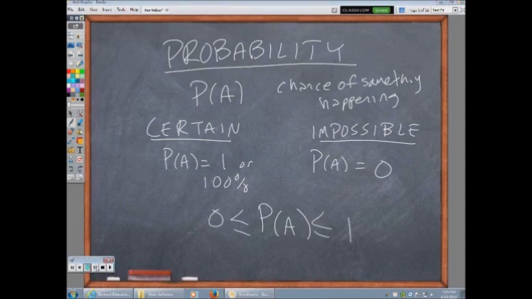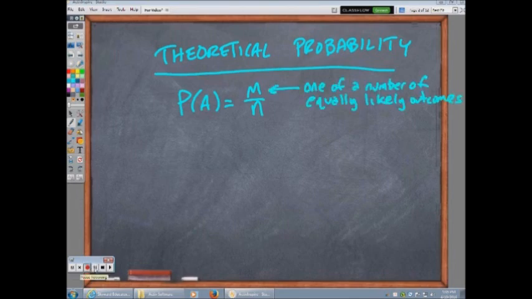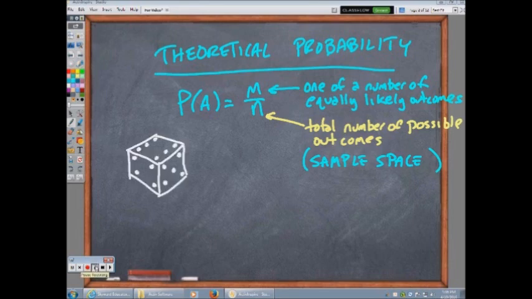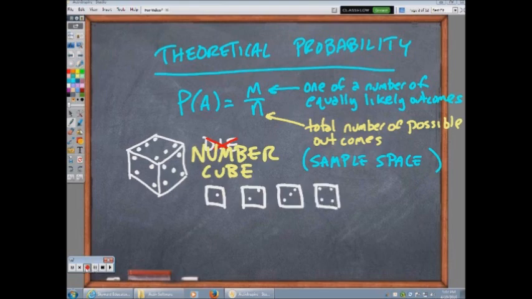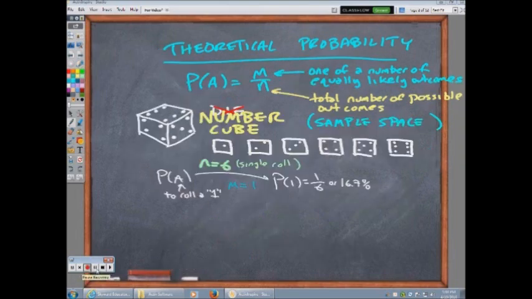When most people think of probability, they're thinking of theoretical probability. So P of A is expressed as M over N, where M, the numerator, is one of a set of equally likely events, and N, the denominator, is the total number of possible outcomes, or the sample space. So if we have an event like rolling a six-sided number cube, the sample space consists of the numbers 1, 2, 3, 4, 5, or 6, all equally likely, so N equals 6. If we're looking at the probability of rolling, say, a 1 on the die, well, that represents one of all the possible outcomes, so our probability is 1 out of 6, or around 16.7%.